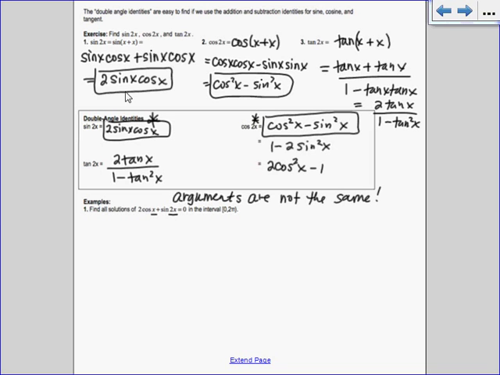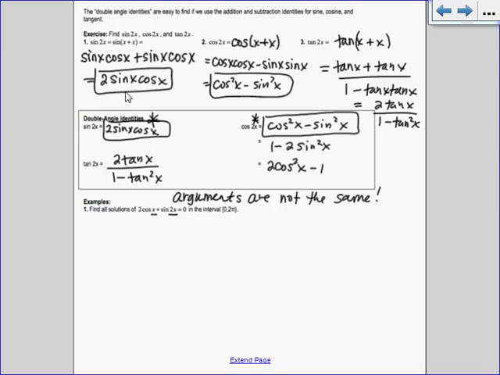Okay, we can't solve an equation if our arguments aren't the same. So we need those things that we're taking the sine or cosine of to be the same angle. It's like we have a theta and another one is alpha. They aren't exactly the same. We need them to be the same.